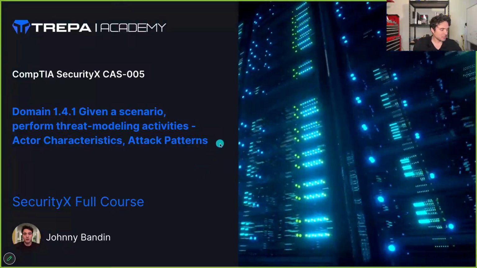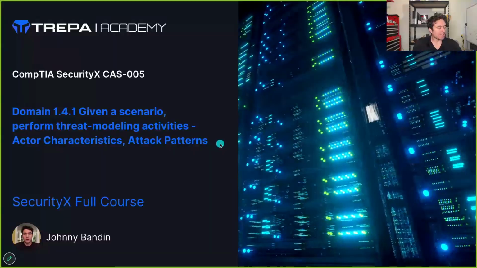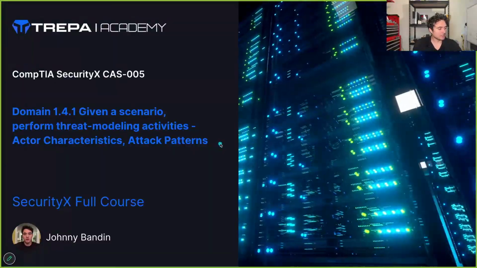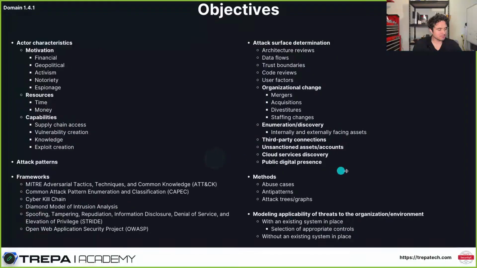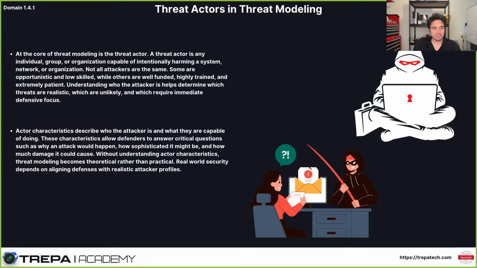Alrighty. So, domain 1.4.1, given a scenario, perform threat modeling activities, attack characteristics, and attack patterns. So you can see this is the exam objectives for domain 1.4, and in red is what we're going to go over in this section.